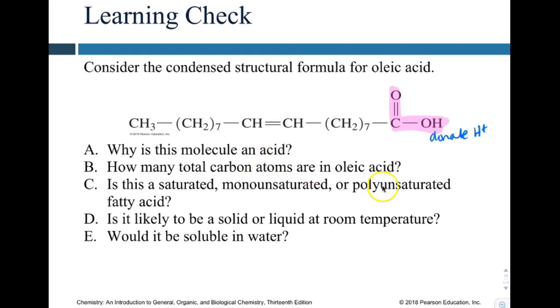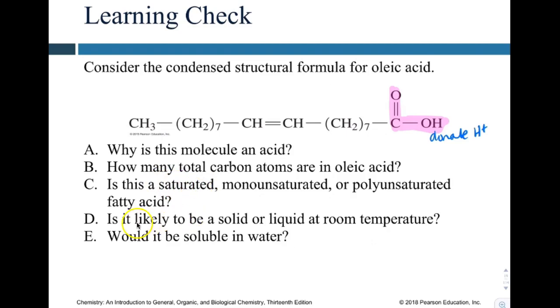How many total carbons? Well, we can count here 1, 2, 3, 4, and then you would add up all of these carbons here. So 4 plus 7 plus 7. You can get yourself an answer from adding that up. Is this saturated, monounsaturated, or polyunsaturated? Well, I only see one double bond, so it is monounsaturated. It's not saturated because it does not have all single bonds.